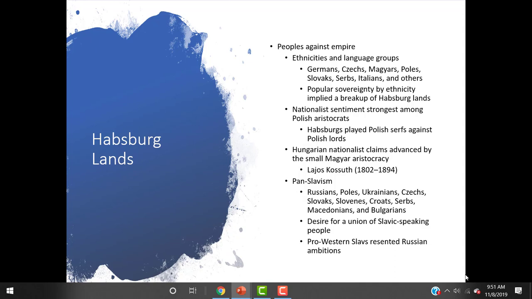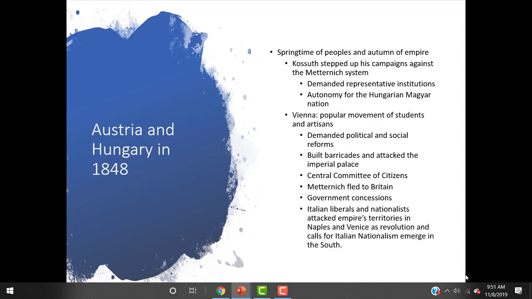Hungarian nationalists claimed advances by the small Magyar aristocracy, and I don't know if I can say his name or not, Lajos Kossuth. Pan-Slavism. Now we're talking about the Russians. The Russians, the Poles, the Ukrainians, the Czechs, the Slovaks, the Slovenes, the Croats, the Macedonians, the Bulgarians. They all had a desire for unity among Slavic-speaking people, and they all spoke a form of the Slavic language. But the pro-Western Slavs resented Russian ambitions.